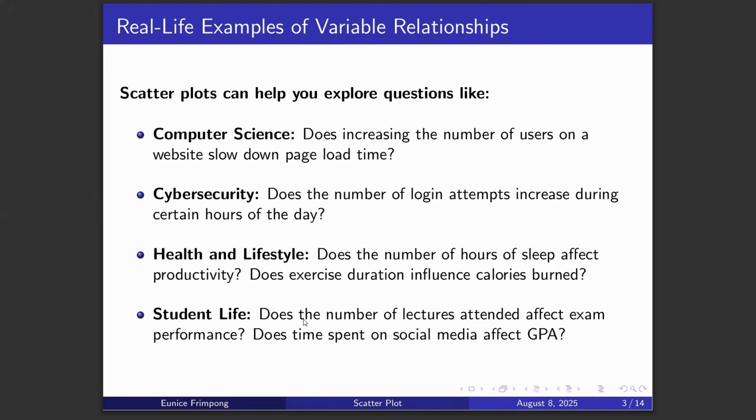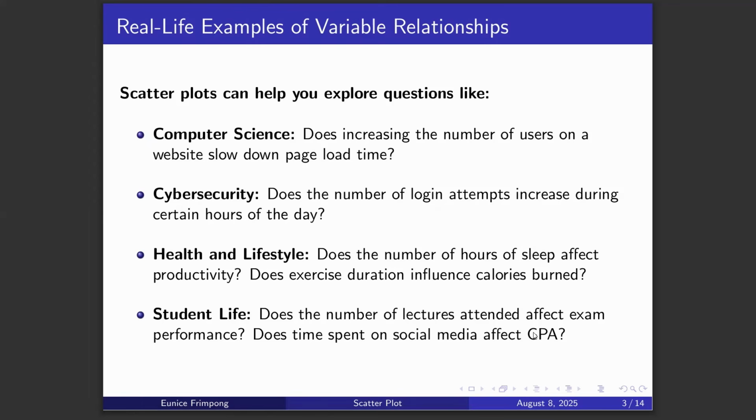Here are some examples of variable relationships. Scatter plots can help you explore questions like: 1, does increasing the number of users on a website slow down page load time? 2, does the number of login attempts increase during certain hours of the day? 3, does the number of hours of sleep affect productivity? Or does exercise duration influence calories burned? And also, does the number of lectures attended affect exam performance? Or does time spent on social media affect GPA? So you see, these are examples that you can relate to, and these are questions that we sometimes ask ourselves.